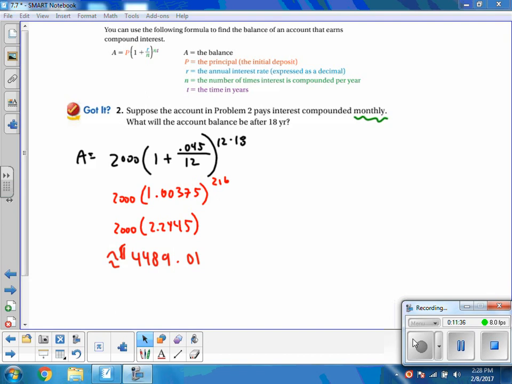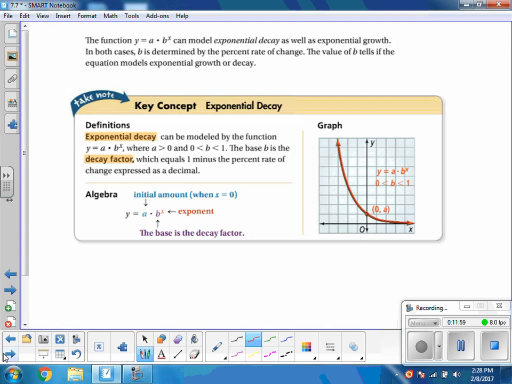All right, take a look at how you did. Yep. Substitute everything in. I noticed the monthly one is going to give me a 12. It plays out in my exponent for 18 years. I started simplifying, cleaned up inside the parenthesis, then I used the exponent. I did 2,000 times that, and I end up with just over $4,400 as the answer to that question.